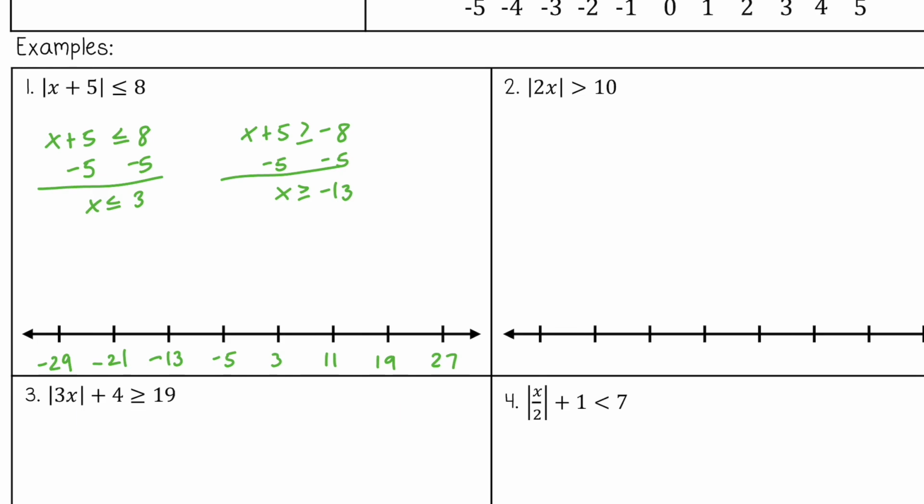So this is x is less than or equal to 3. So they're less than or equal to, so I want closed circles. Less than or equal to 3, but greater than or equal to negative 13. Greater than, so I want to shade in between. And also you can write your inequality like this.